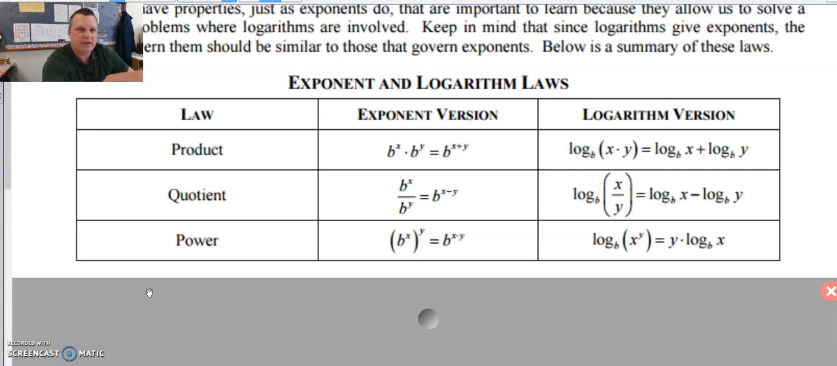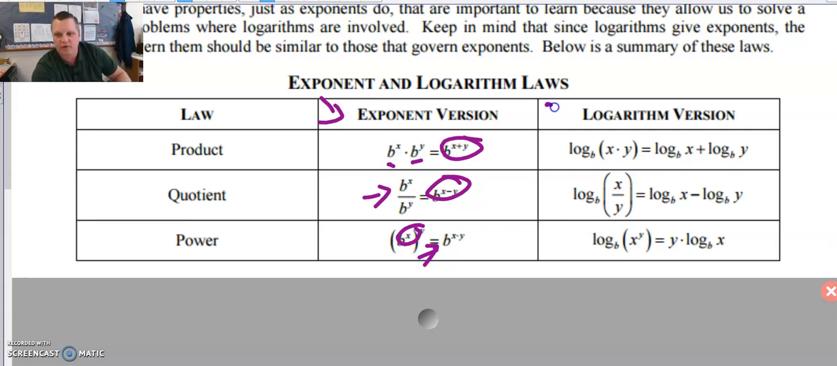So when you look at our exponent concepts, right here, my exponent versions. Remember, if you have the same base and you're multiplying, you add the exponents. If you have the same base and you're dividing, you subtract. And if you have a power to a power, you multiply. So they're very similar.